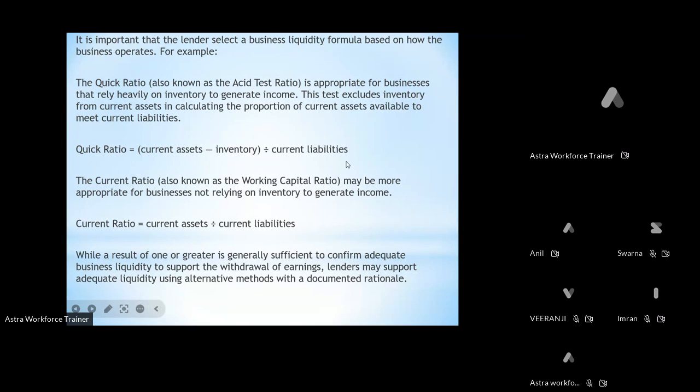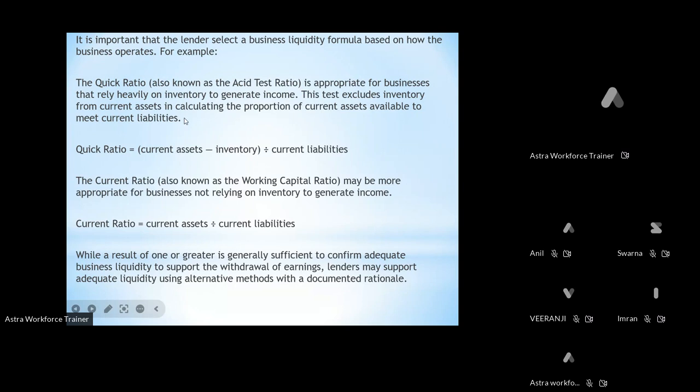Okay, any question on this? What is inventory? What comes under inventory? Inventory is like purchases. For the business purpose, we'll be purchasing products, right? That will be our inventories. So current assets minus inventories, what they have purchased, divided by current liabilities.